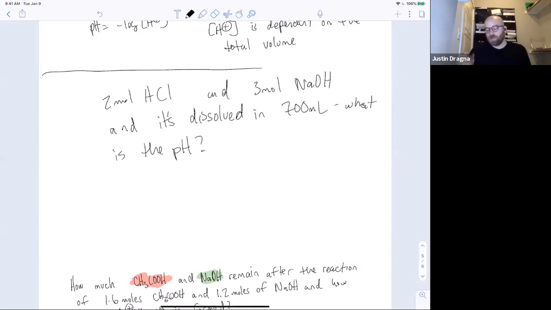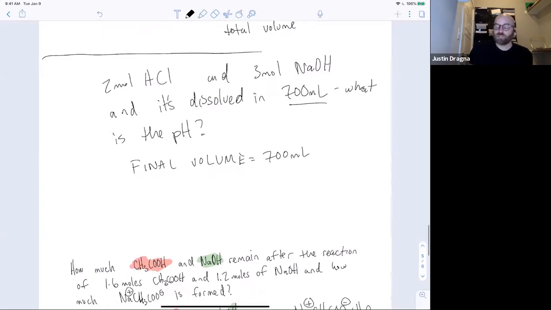So here, you assume that dissolving the HCl and the sodium hydroxide doesn't affect the final volume at all, and so your final volume is just equal to 700 milliliters. What's the concentration of HCl?